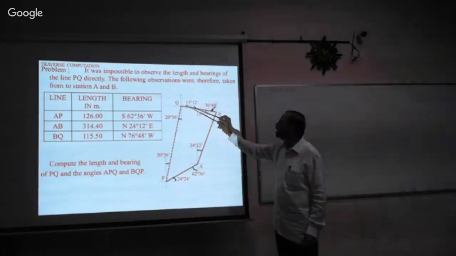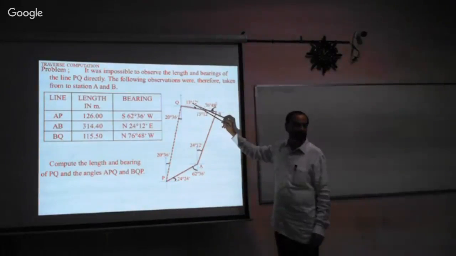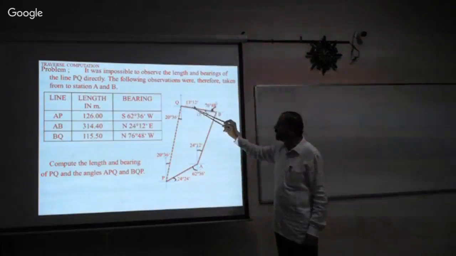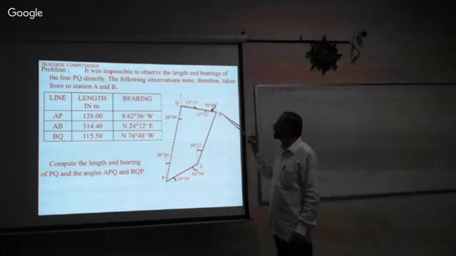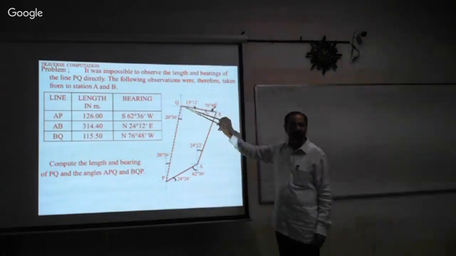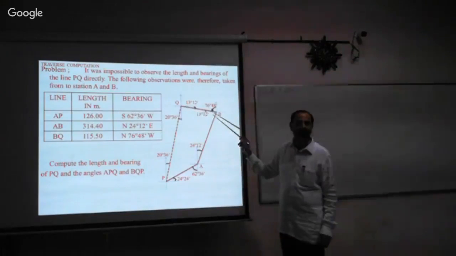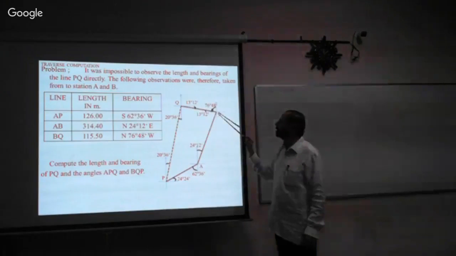See, now this is 13 degree 12 minutes. Now what is the bearing? Quadrantal bearing is 90 minus 13 degree 12 minutes. Are we not able to calculate it? So therefore, the bearing of the line QB is 90 minus 13 degree 12 minutes. Are we not able to calculate the length and bearing of this line QB? We can do it.